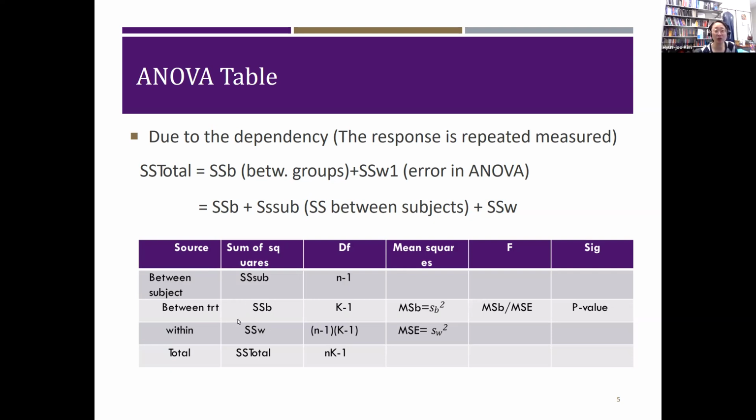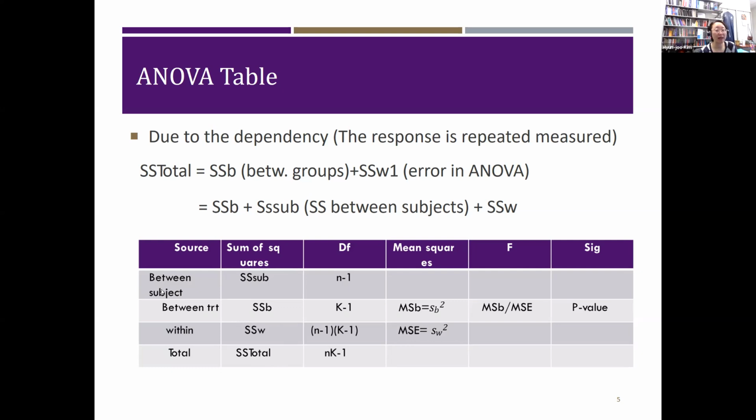In the repeated measure, we have an additional source of variation, the between subject variation. Thus, the sum of squared total is the sum of the squared between groups, or between treatment, the sum of squared between subject, SS sub, and the error. If you add SS sub, SSB, and SSW, that will make SS total. This makes an additional row right here, between subject, in the ANOVA table.